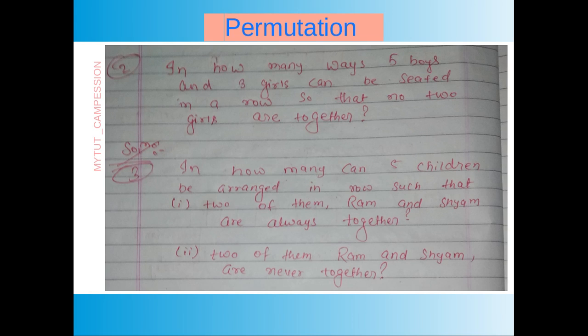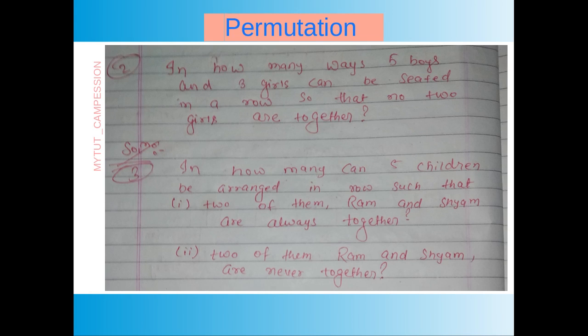Now the third question is, in how many ways can 5 children be arranged in a row such that 2 of them, Ram and Syam, are always together? In how many ways can you arrange 5 children in a row where Ram and Syam are always together? Second condition is 2 of them, Ram and Syam, are never together.